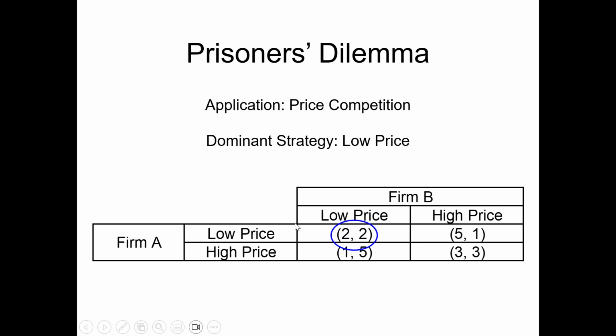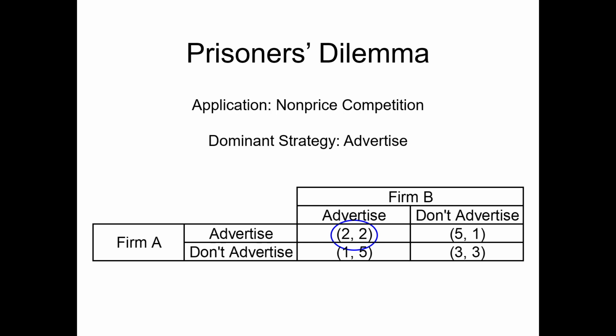Firm A is choosing a low price and firm B is also choosing a low price, and this can be called the Nash equilibrium stage, and this can also be called the dominant strategy, where they go for a low price so that both parties will not incur a high loss. This is a very important concept in game theory.